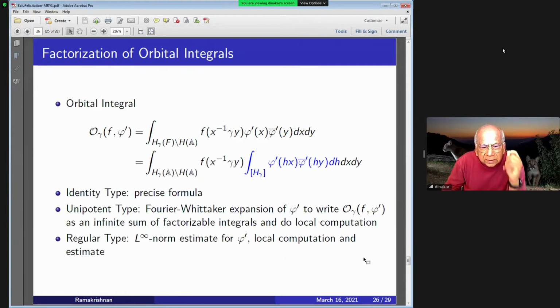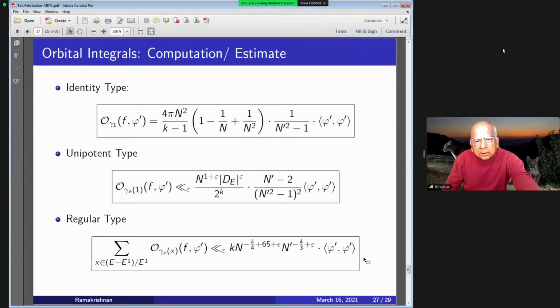For the orbital integrals, the identity type, we have a very precise, I'm going to come to that. This will be the last slide I'll show you. The identity type is very explicit. We can compute the orbital integral explicitly. The unipotent type you can also compute, with an explicit formula that is very ugly, but you can bound it. So both these terms look like dominant terms. But luckily, the identity term dominates the unipotent term in the asymptotic formula, so the second is subsumed by the first. And then the regular terms give you the error terms. That's it. So I think I'll stop.